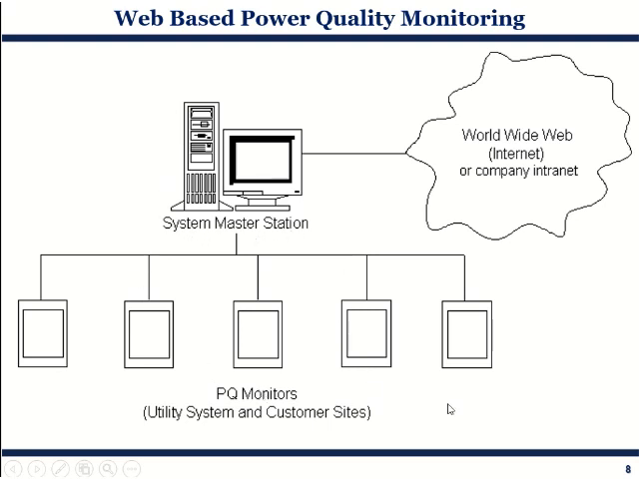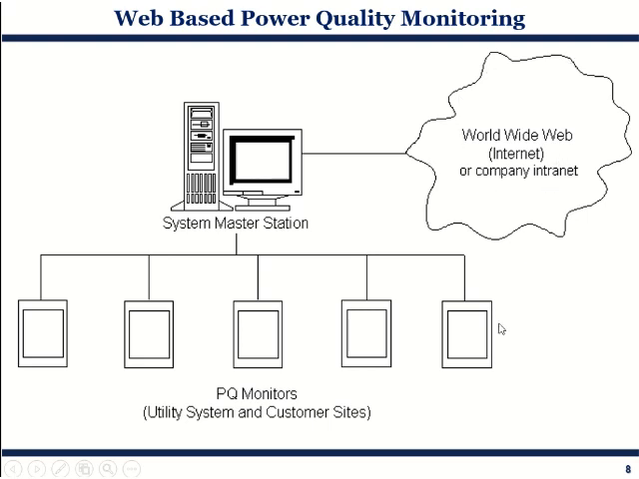Once the data from all the PQ monitors is connected at the system master station, this is connected to the www, that is the World Wide Web. The World Wide Web is nothing but the internet, which will give the data to the customers or the utility. So this is how a web-based power quality monitoring system works, where the PQ monitor sends the data to the master station, and the master station again gives the data to the www, where customers can easily access the data.